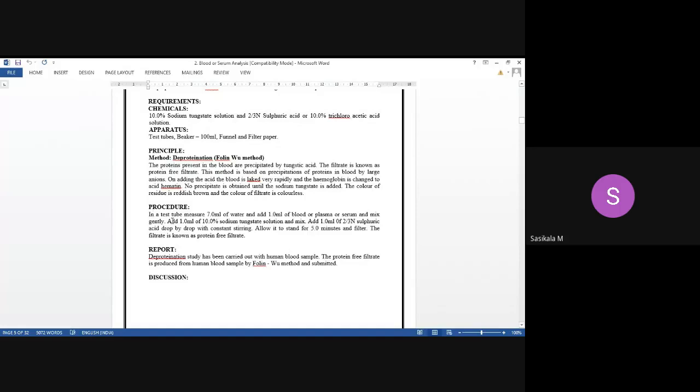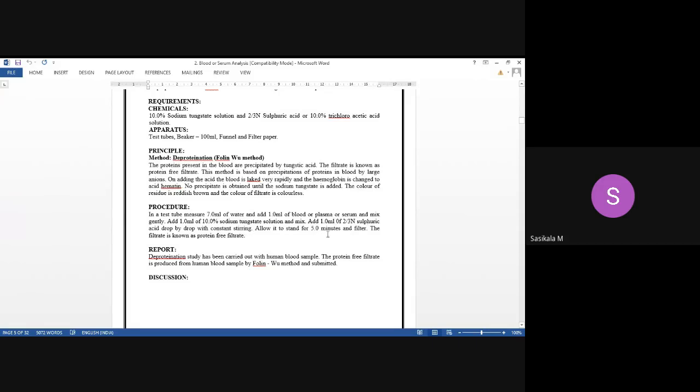to the test tube. Here the test tube represents the Folin tungstate test tube. Before taking blood, you will be adding 7 ml water. After that, to the test tube with 7 ml of water, you need to add 1 ml blood or plasma. Then mix gently, then add 1 ml of 10% sodium tungstate solution. Then add 1 ml of sulfuric acid drop by drop with constant stirring.